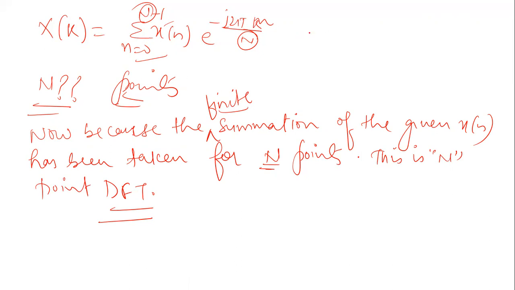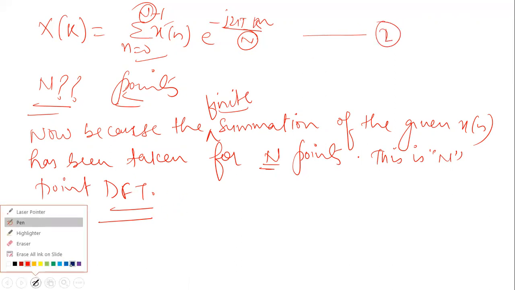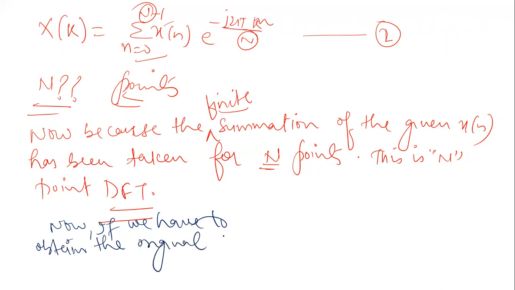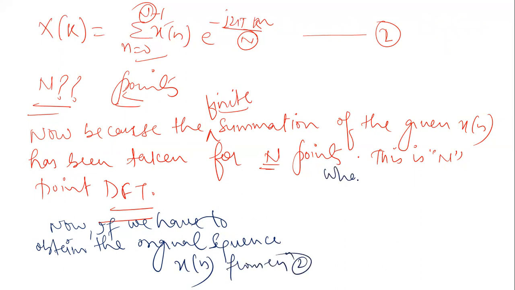So this is equation number, let us say 2. Now, if we have to obtain the original sequence x[n] from equation 2, what will we do?